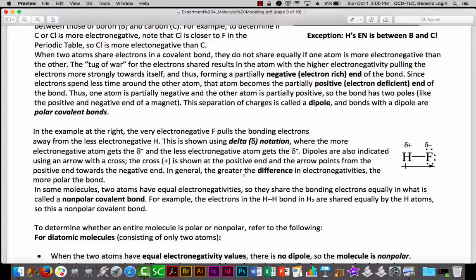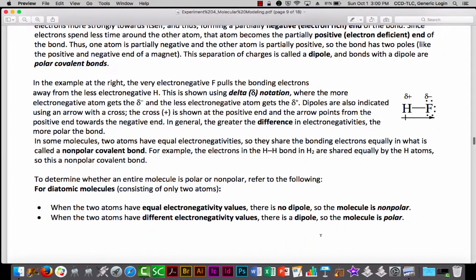Dipoles are also indicated using an arrow with a cross. The cross shows the positive end, and the arrow points from the positive end towards the negative end. So this shows you this side's positive and this side's negative. In general, the greater the difference in electronegativities, the more polar the bond.